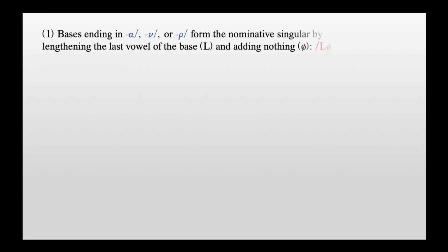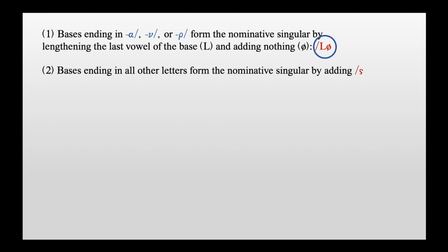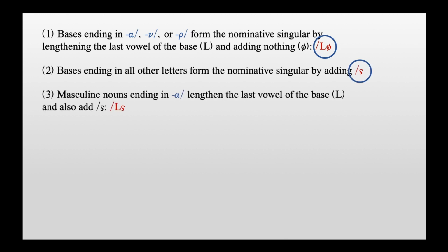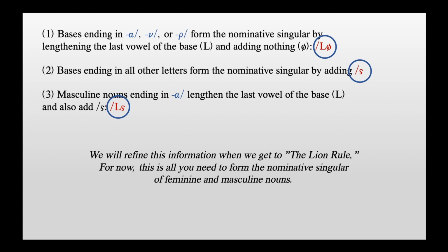And that's it. To recap, bases ending in alpha, nu, or rho form the nominative singular by lengthening the last vowel of the base and adding nothing. Bases ending in all other letters form the nominative singular by adding sigma. And masculine nouns ending in alpha lengthen the last vowel of the base and also add sigma. We will refine this information when we get to the lion rule later, but for now, this is all you need to know to form the nominative singular of feminine and masculine nouns.